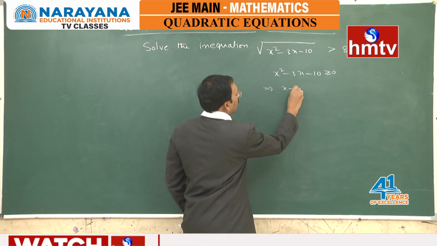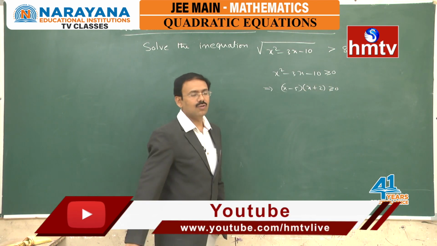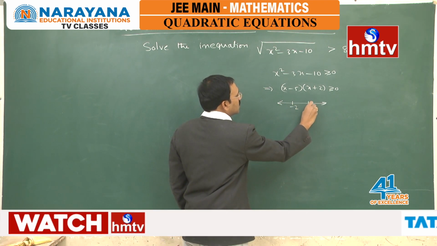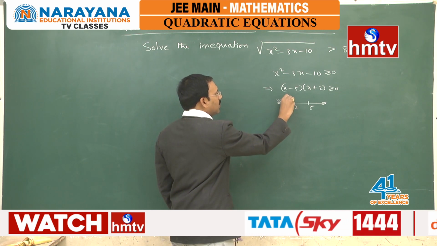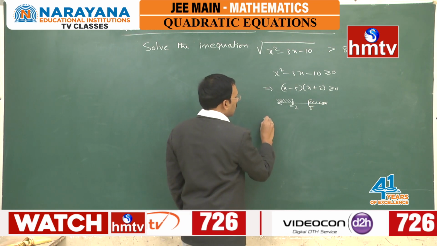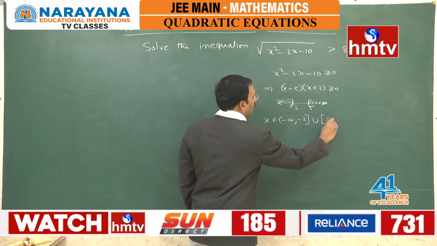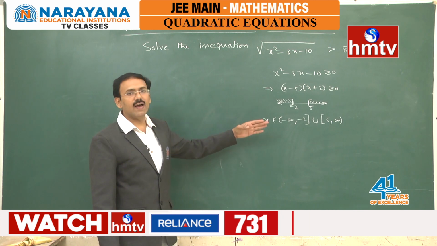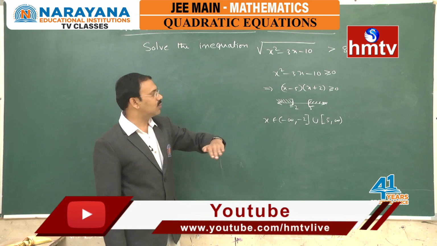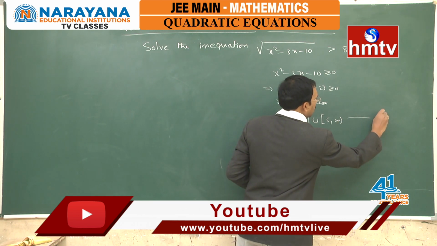This we can write as (x minus 5) into (x plus 2) greater than or equal to 0, which means you take the interval, the smaller number is minus 2, the other is 5, greater than or equal to 0, in the sense that this interval as well as this should be taken, that is x belongs to minus infinity to minus 2 union 5 to infinity. Other than these values, this particular question is not defined, and hence our final solution set lies in this interval. This is, let me say, set 1.